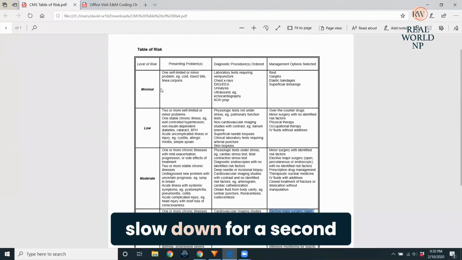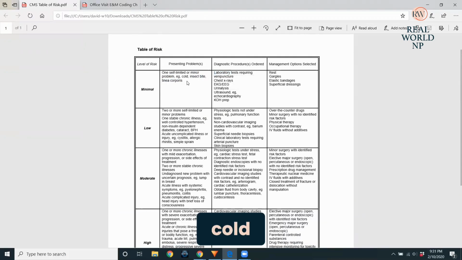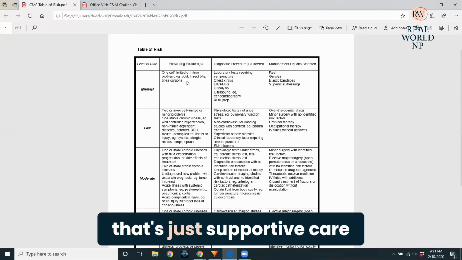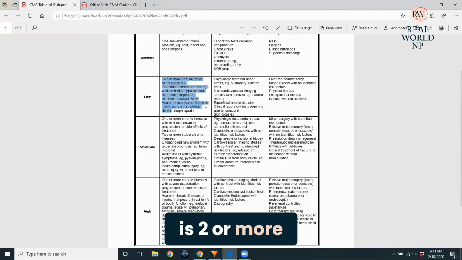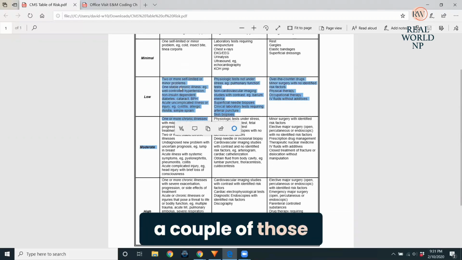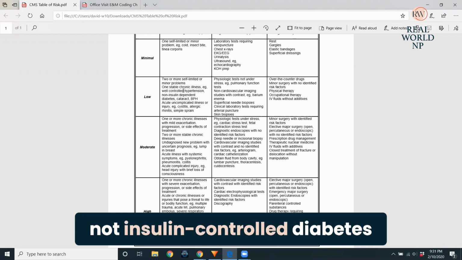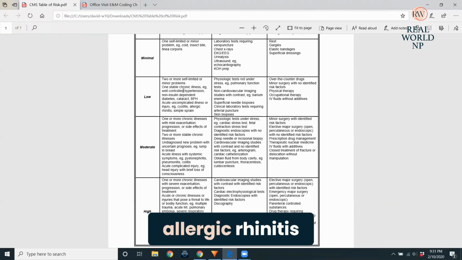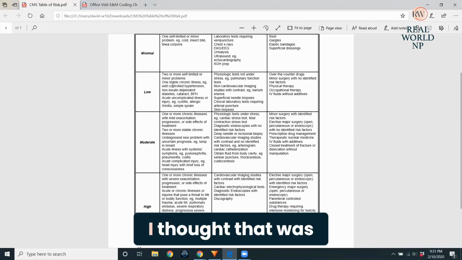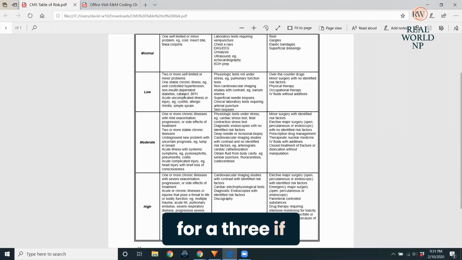So I'm going to slow down for a second. Again, level 2, self-limited or minor problems like a cold, upper respiratory infection, that's just supportive care, insect bite, things like that. A level 3, a low risk, is 2 or more self-limited or minor problems. So if you had a couple of those, or if you had 1 stable chronic illness, well-controlled hypertension, not insulin-controlled diabetes, patients who have BPH, or 1 acute illness like a cystitis or allergic rhinitis, things like that. Actually, I thought that was under minimal, but I guess that's considered a low risk one. So you couldn't bill for a 3 if you had allergic rhinitis.